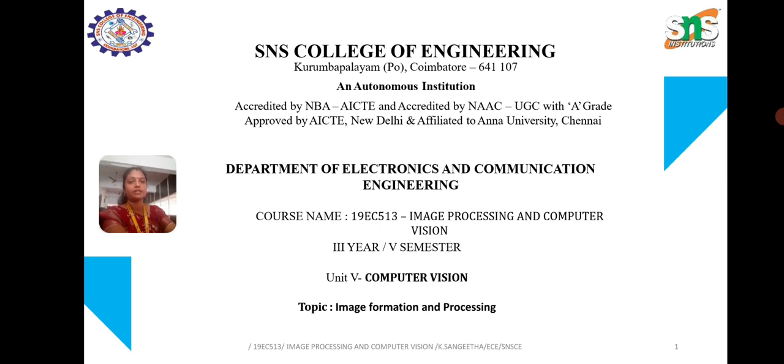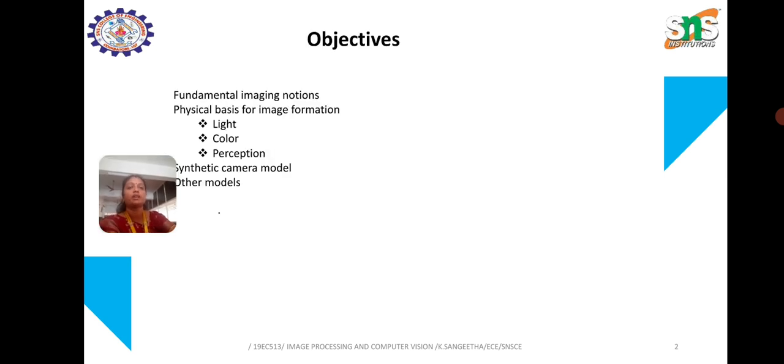So today we are going to discuss image formation and processing in computer vision. Image formation and processing are foundation steps in computer vision. They encompass the mechanisms by which images are captured, represented and manipulated to extract useful information for analysis and decision making. So the main objective is the fundamentals of image notations, or the physical basis for image formation: light, color, perception. And image formation refers to the process of capturing an image using a camera or sensor. It involves understanding how light interacts with objects and how these interactions are recorded.